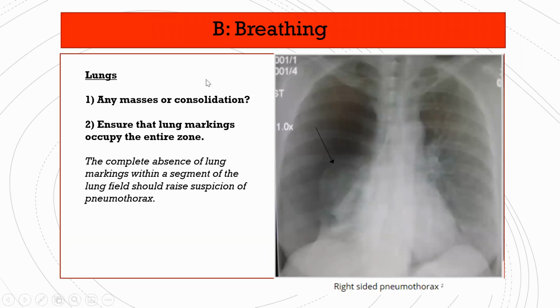Right, so we checked if there's any masses or consolidation. Then we have to check, does the lung actually fill up the entire lung zone, right? So you have to check that the lung markings stretch right up to the pleura. What's going on here? If anyone wants to post in the chat, because I know you can all see it.